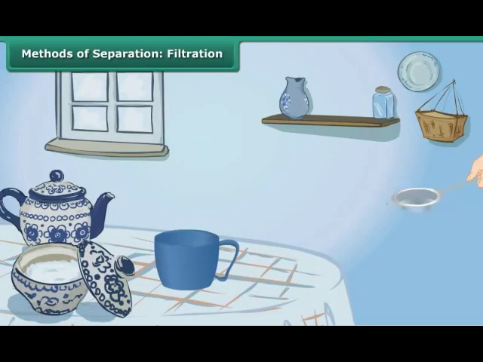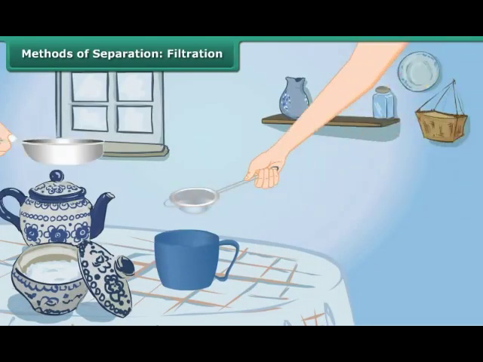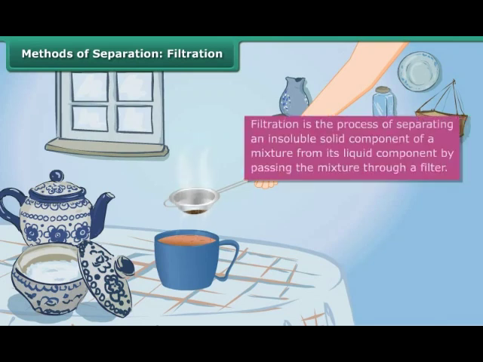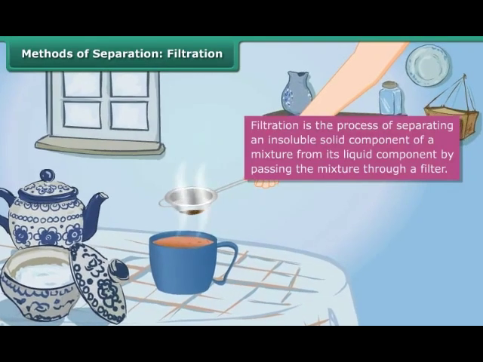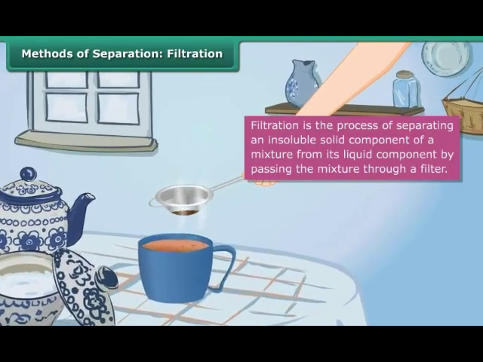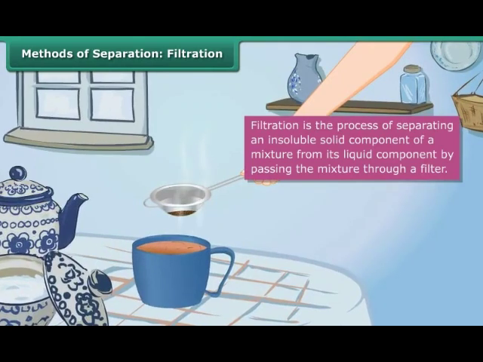Children, after preparing tea, this tea stall owner pours the mixture into the tea strainer. The tea passes through the holes of the tea strainer, leaving behind the tea leaves in it. This process of separation is known as filtration. Filtration, however, cannot remove the solid substances dissolved in a liquid.